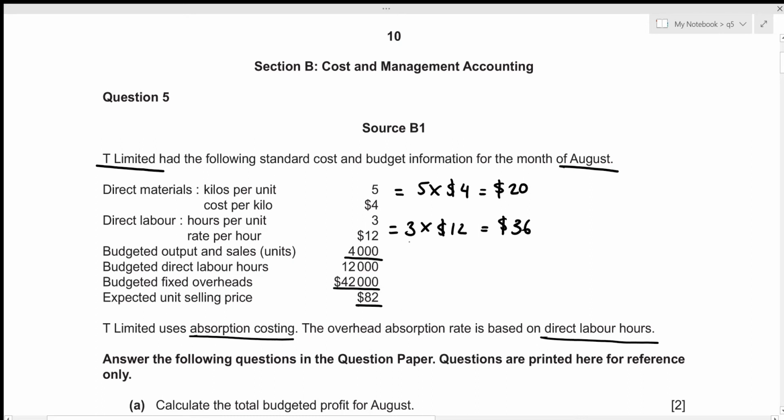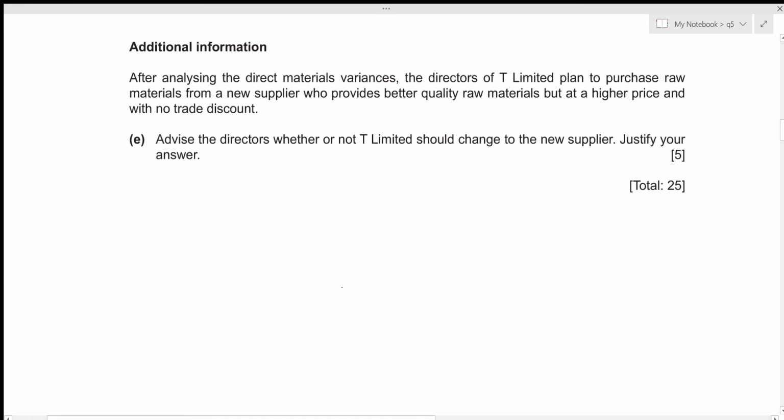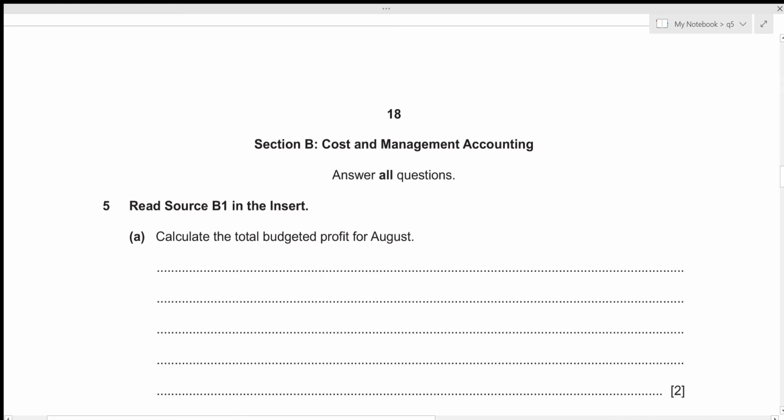Alright, so in order to figure out the budgeted profit, we can just subtract the per unit cost, which we just figured out for direct materials and direct labor, from the selling price, which is again per unit, right? And then multiply it with the total number of units, which is 4,000. And then we can subtract our budgeted fixed overheads in order to receive our total budgeted profit. Okay, let's do that. We have our total budgeted profit.